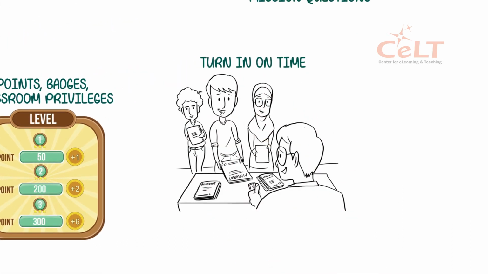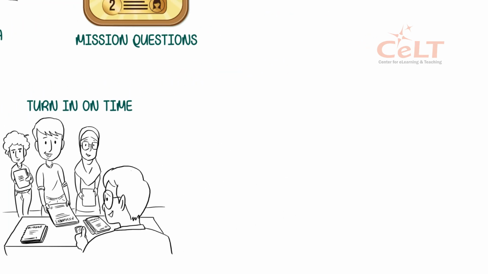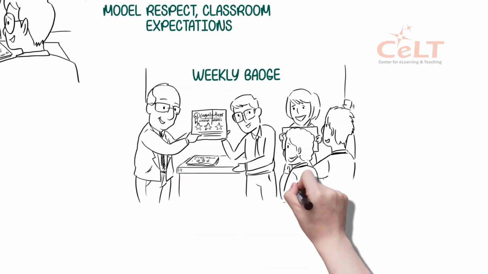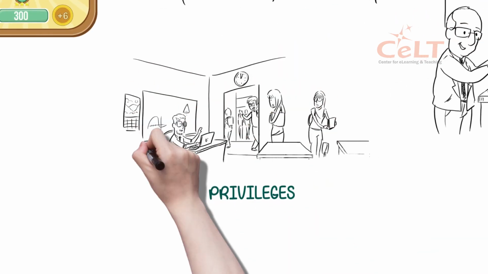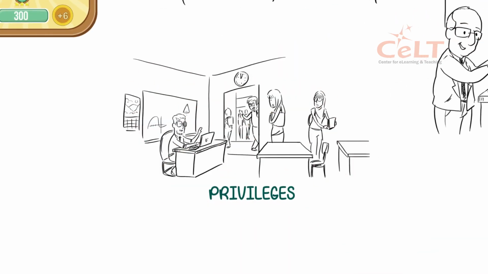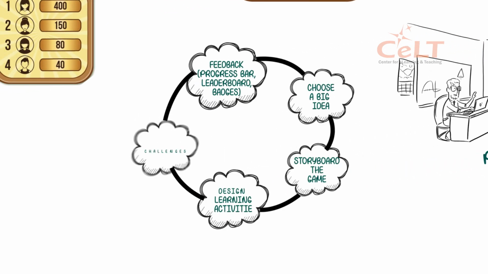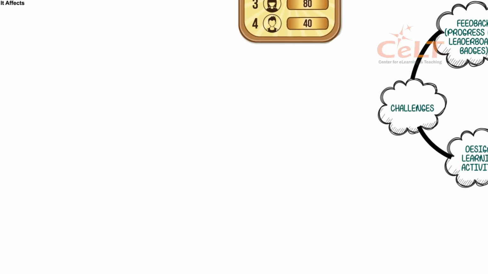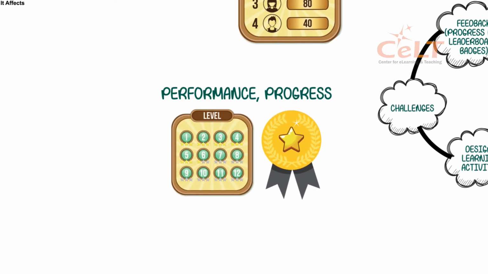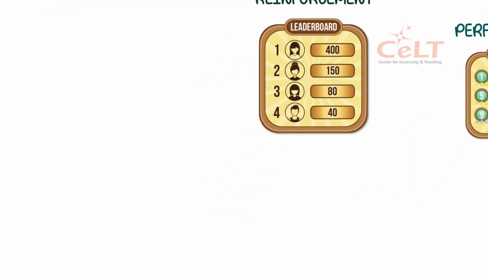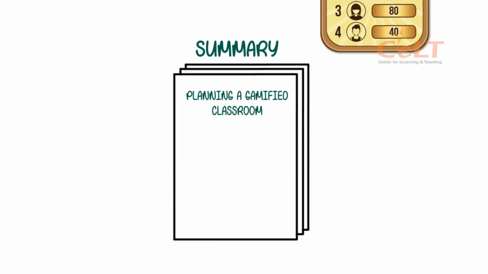Those who turn in their assignments and homework on time, model respect and classroom expectations, and arrive on time are eligible to earn a badge weekly, which gets them privileges like being the first to go to lunch after your class. As the instructor, you can close the learning loop by providing feedback to address any gaps in knowledge to reinforce what learners have learned.